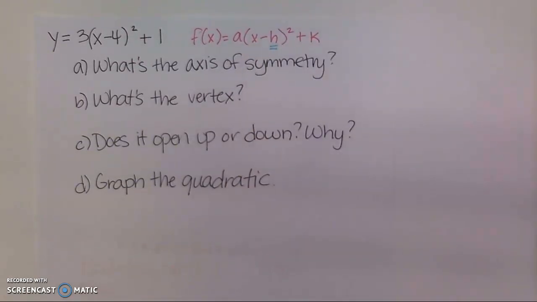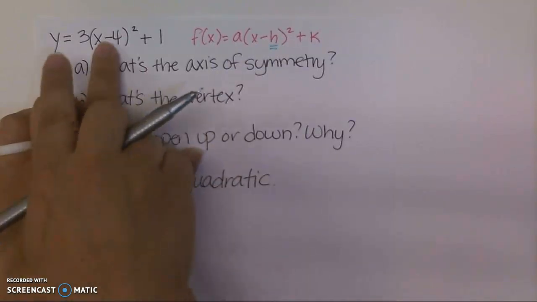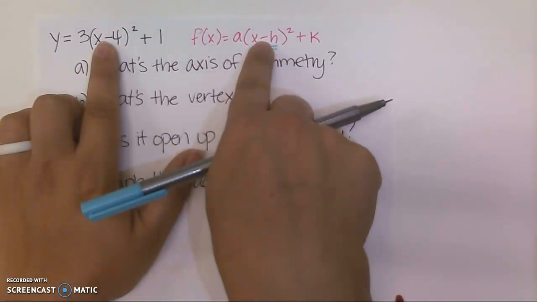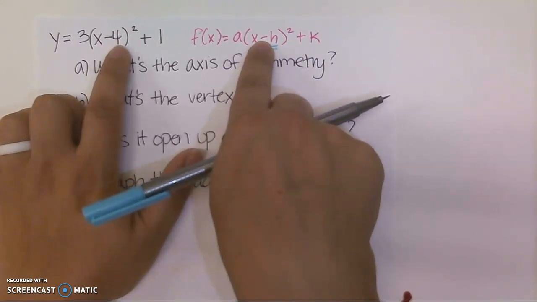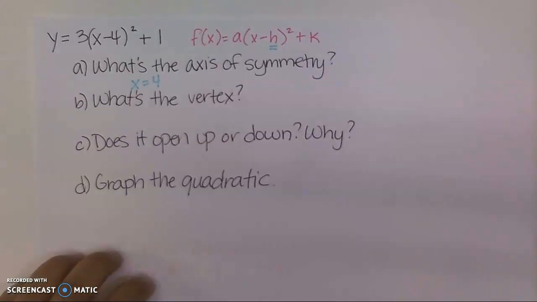What I want you to keep in mind, though, is that notice how the formula has x minus h. So whatever your number is that's paired with your x, in this case it's -4, we've got to remember that negative sign is actually technically part of the formula. And then therefore, our axis of symmetry is not -4, it's +4. So x equals 4 is our axis of symmetry.